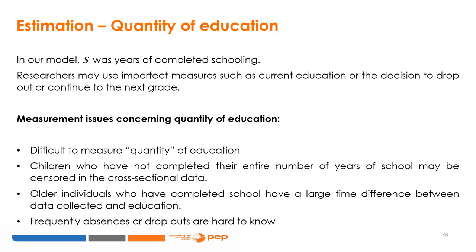On the other hand, if the data is collected for older individuals who had completed school, his or her school and household characteristics are not historical, and there is a large time difference between the data collected and the period of his or her education. In this case, to minimize the problem, we assume small changes in the school characteristics through the years. Also, a student's attendance can be erratic, and it is difficult to know if the student was frequently absent or if he or she has dropped out of school.